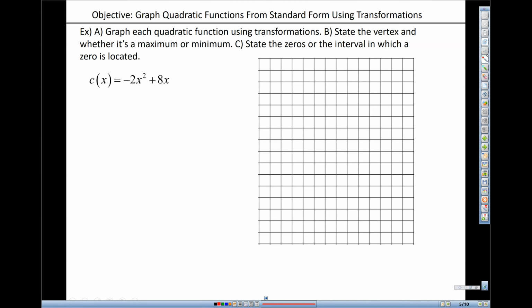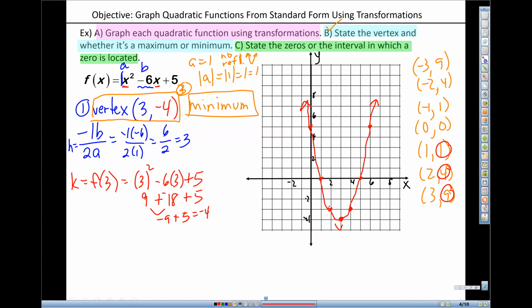So here we're going to graph, oops, hang on, I forgot part C, shame on me. Part C. That's the thing, always good to reread the instructions and make sure we've done all parts. Part C, we haven't done that yet. State the zeros or the interval in which the zero is located.